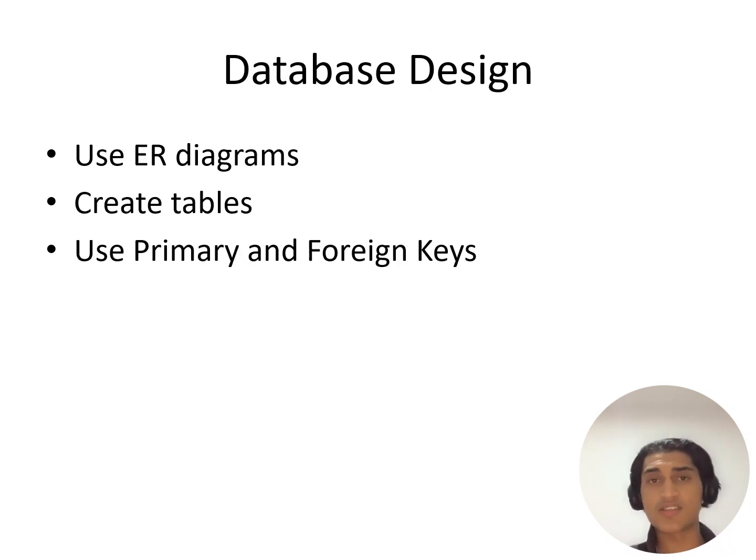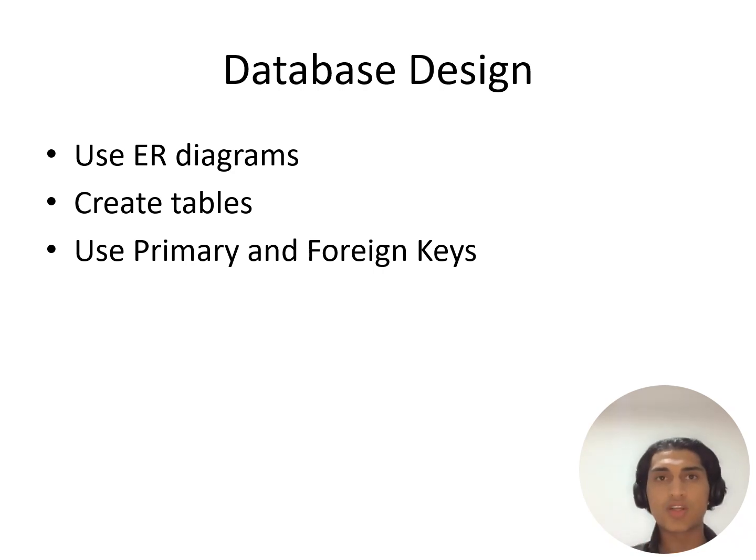So going on to next is database design, which has ER diagrams, entity relationship diagrams. I'll be creating the tables and using primary and foreign keys. A primary key is a unique key in a database, and the same primary key linked into another table is known as a foreign key, which is similar to the primary key, but it helps to link two tables and build a relationship between each other.